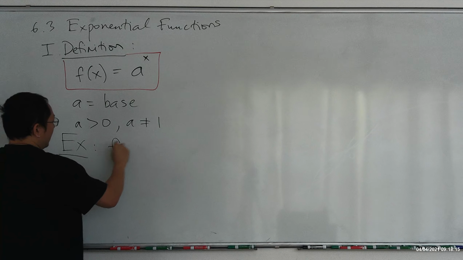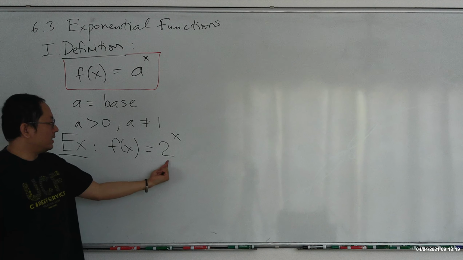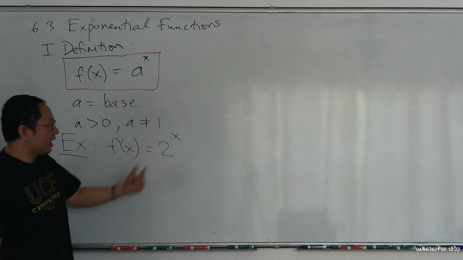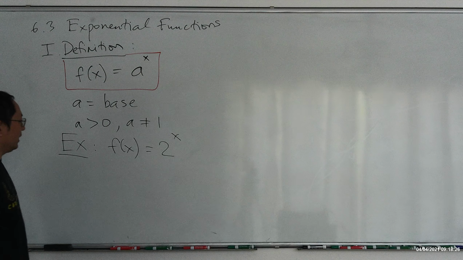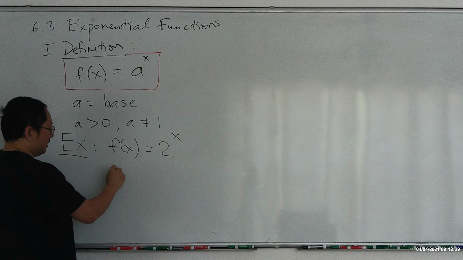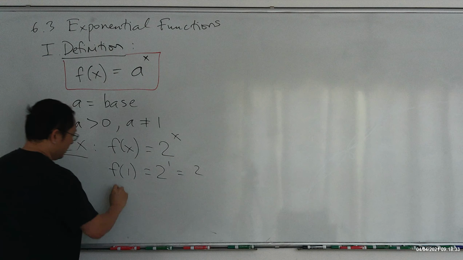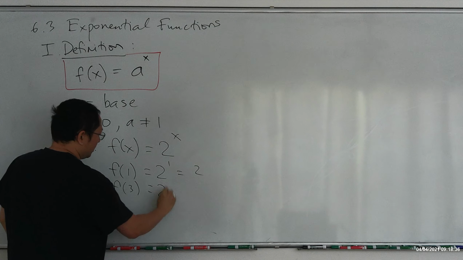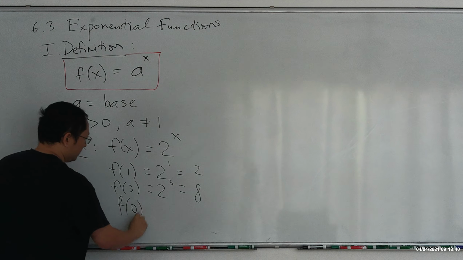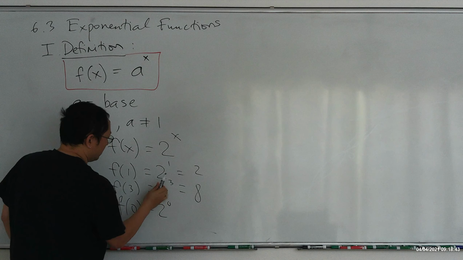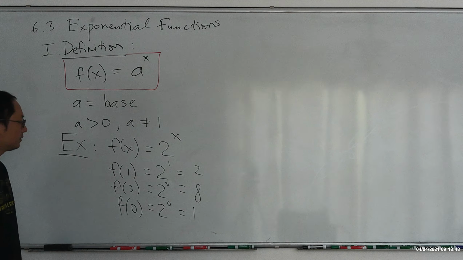Example, say f of x is equal to 2 to the x. So in this example, the base is 2. 2 is positive and 2 is not equal to 1, obviously. And x is the variable, the input, right? So this is an exponential function. f of 1 is 2 to the 1 equal to 2. f of 3 is 2 to the third power, which is 8. f of 0 is 2 to the 0, which is 1.